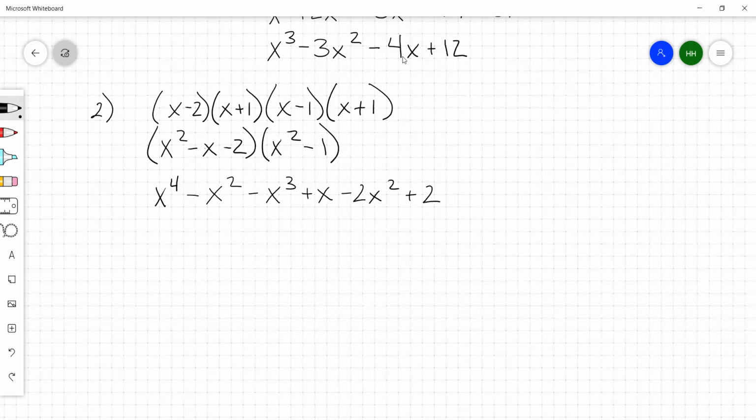So then order and combine like terms. So we're going to have x to the fourth minus x to the third minus x squared minus 3x squared plus x plus 2.